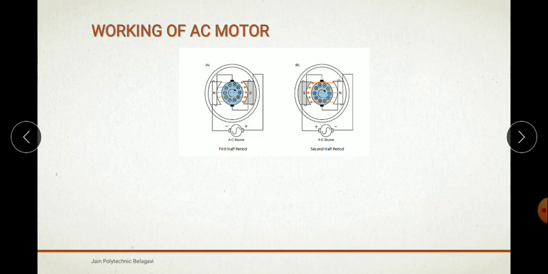So unlike in a DC motor, where the power is sent to the inner rotor, in an AC motor you send power to the outer coil that makes up the stator. So in a DC motor, the power is sent to the inner rotor, whereas in an AC motor you can send the power to the outer coil that makes up the stator.